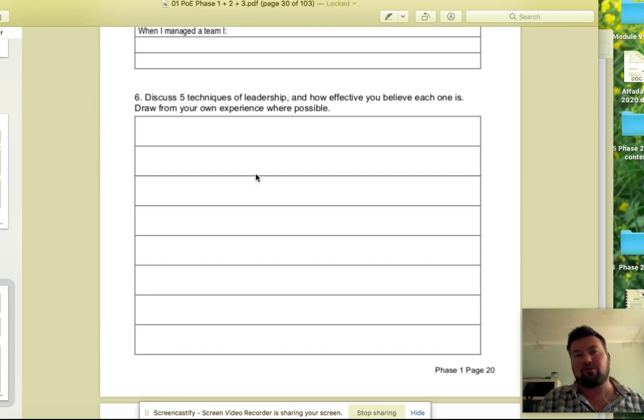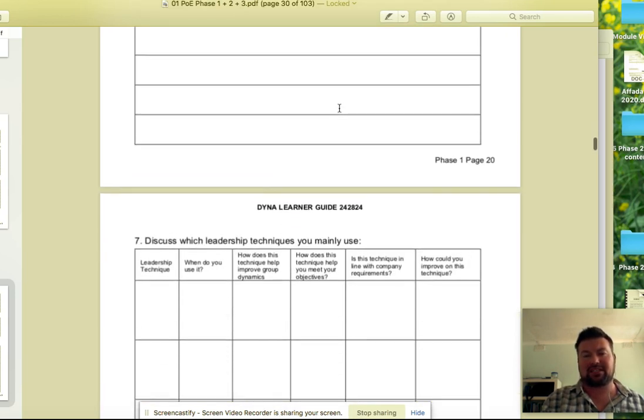So I would say start with your 4 main ones: autocratic, democratic, laissez-faire, and results-driven, and then throw in a transformational or a visionary or a servant leadership style. And then tell me how effective you believe they are. So maybe you say autocratic, it's very effective when working with new employees because you're giving them instructions and you're upskilling them to be able to get you the results that you need. But it's from your experience. How effective has autocratic been? How effective has democratic been? And add a little bit of detail to those 5 techniques.